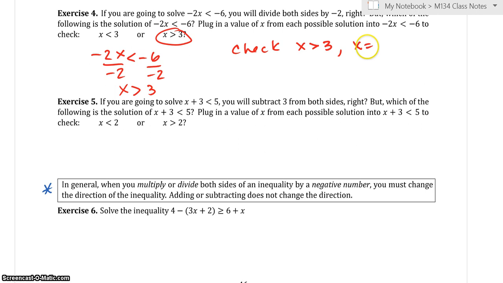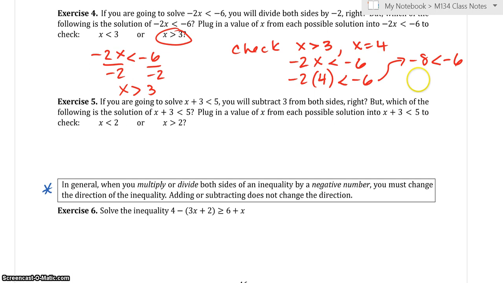So maybe x is 4. And then let's plug that into the original. Does that work? Yes, it does. The reason you have to switch is because the larger the negative, the smaller the number. Negative 8 is, yes, smaller than negative 6. What about exercise 5? Yes, the answer is 2. Yep, you subtract 2 from both sides, and you can check that if you want.